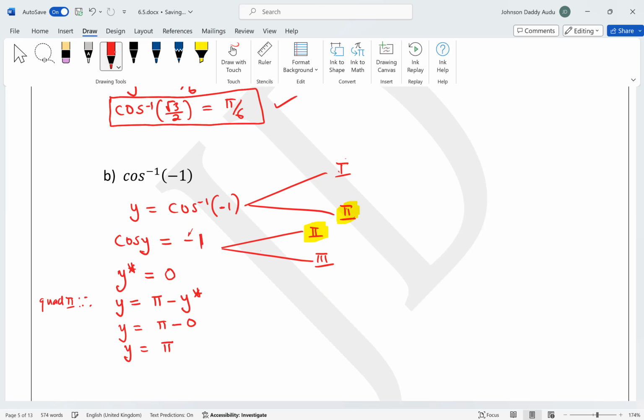So y is just going to be pi. But what is this y? Remember, y is cosine inverse of minus 1, which is equal to pi.